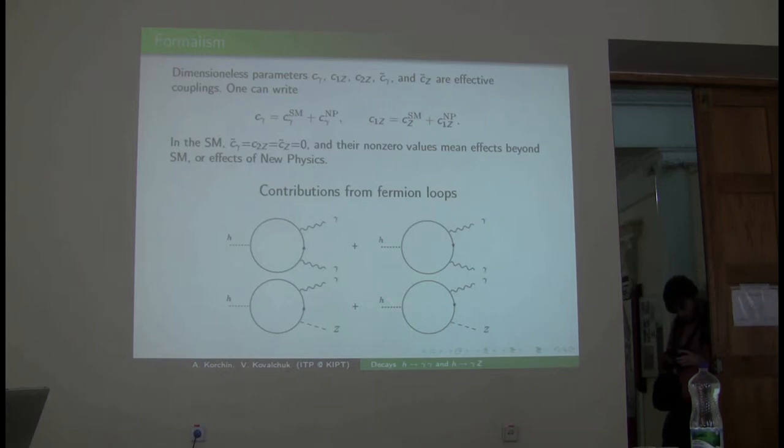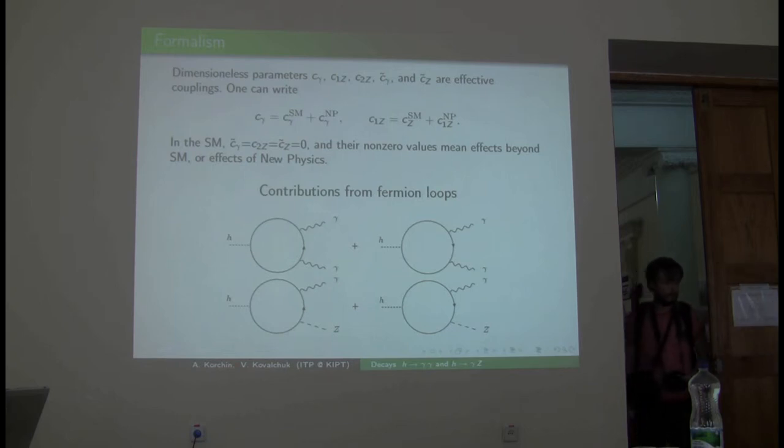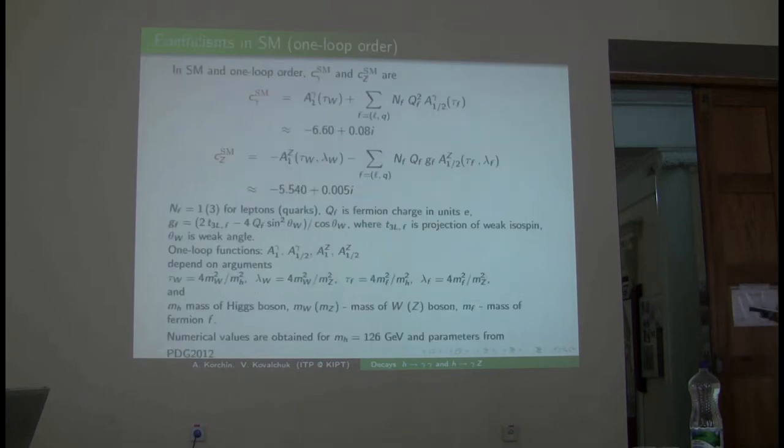So this diagram shows one contribution to these decays from Higgs coupling to fermion loops, to lepton loops and quark loops. These upper diagrams are for two photons, the lower diagrams for Z boson and photon. So I do not draw here diagrams with intermediate W because they are very important further.